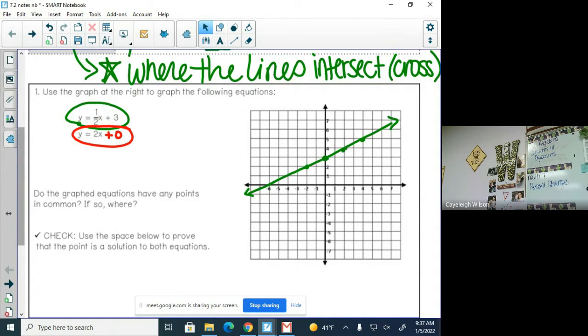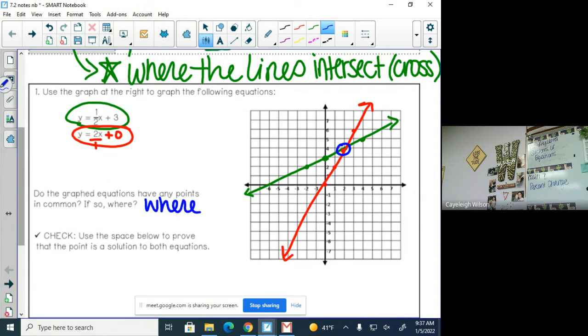Okay? All right, the red one, y-intercept is 0. My slope is positive 2 over 1. So I'm going to go up 2, right 1. Up 2, right 1, up 2, right 1, up 2, right 1. So, there it is, right there, because that is where they cross. So, where the lines cross.